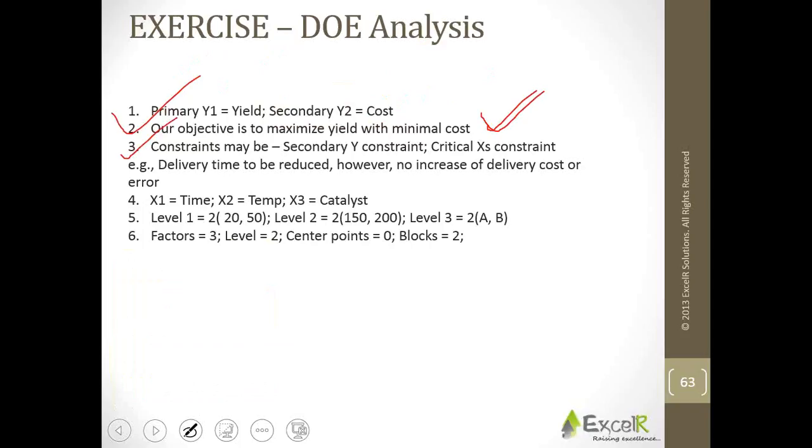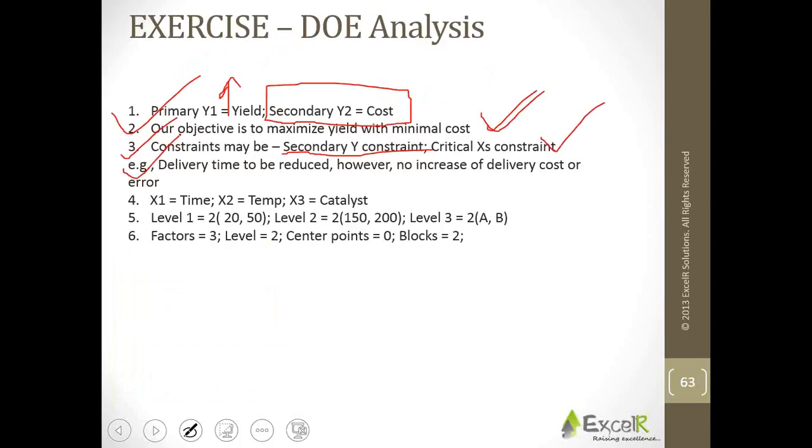Constraints. What could the possible constraints be? Constraints could be secondary Y. That means here this is a constraint for me. I do not want to increase the cost, but despite that, I want to increase my yield. I want to maximize my yield, right? By maintaining my cost constant, or even try to reduce the cost. So that is a constraint for me. That is something that is limiting me. Even in your excess, you might have such constraints.